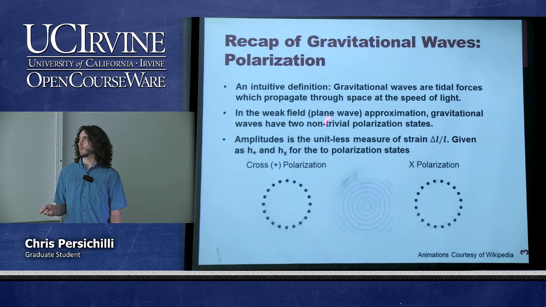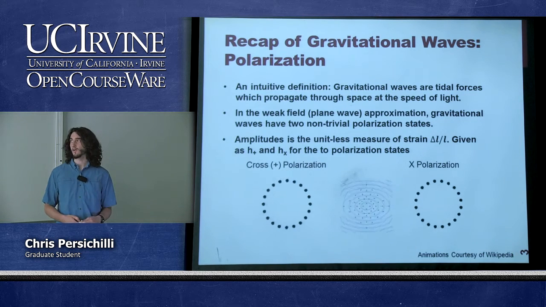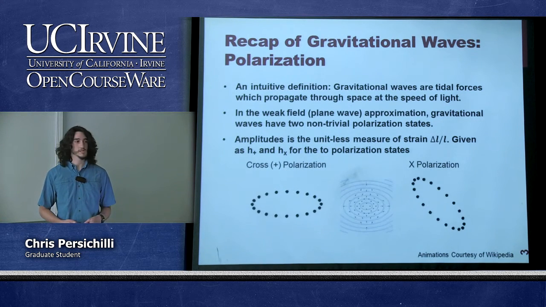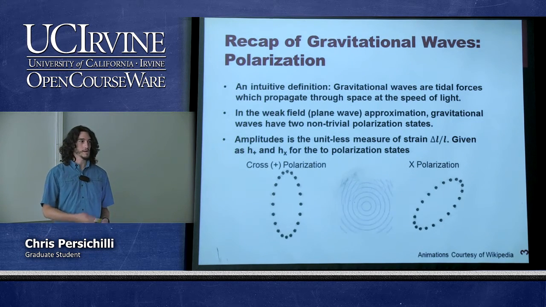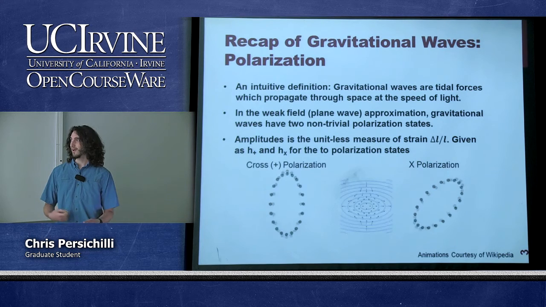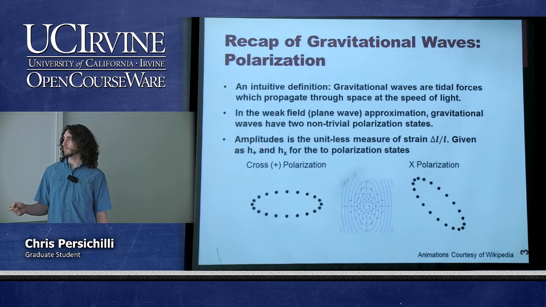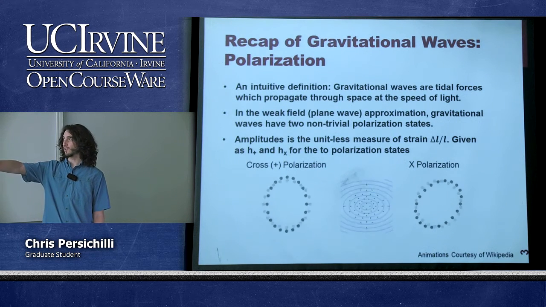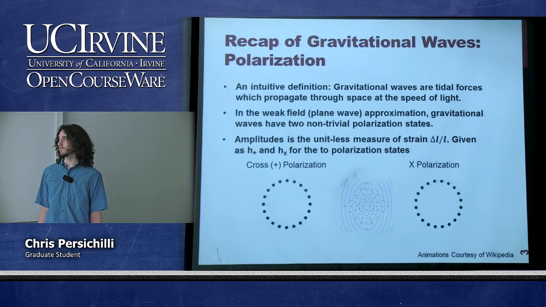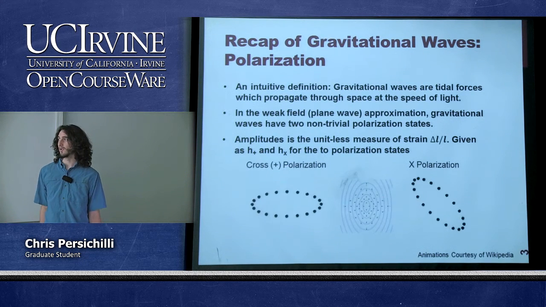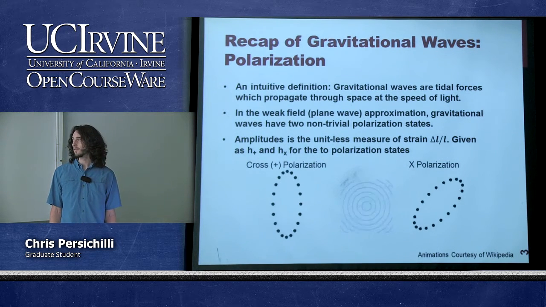And as we showed in class, there are two non-trivial polarization states, which we call the plus polarization and the cross polarization. You can see that by rotating one 45 degrees, you get the other. And as the professor pointed out in class, this is consistent with the idea of the graviton being spin 2. So here are two animations that show the two different polarizations. The points on those animations would represent test particles, the way that they would be affected by gravitational waves. And the diagram in the middle just shows some tidal force lines as well.